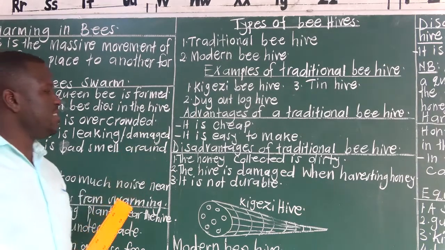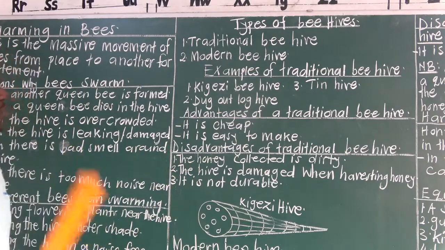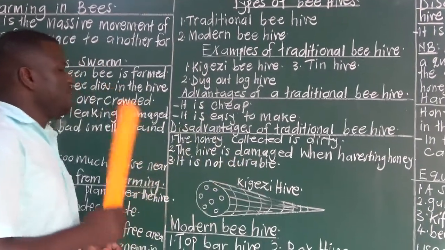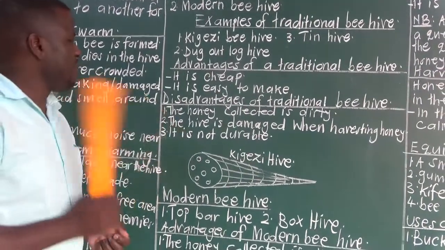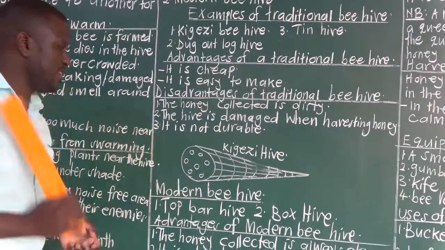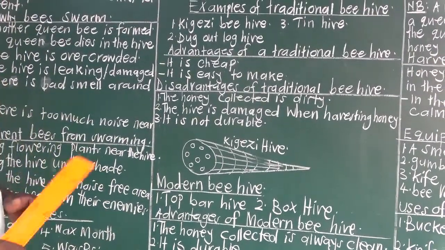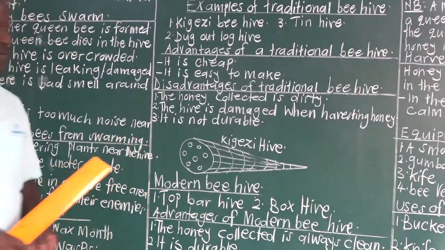Then disadvantages of traditional beehives: the honey collected is dirty. So when you collect honey from a traditional beehive, it's always dirty. The hive is damaged when harvesting honey. It is not durable or it is not long lasting. Then we have our diagram showing a Chigezi hive.